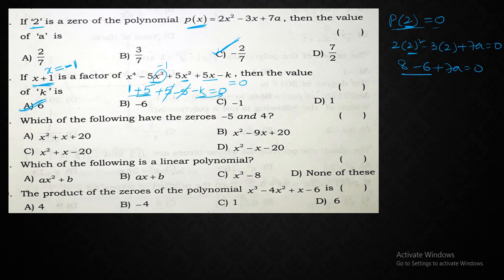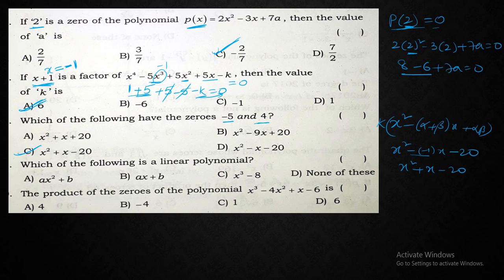Next, which of the following have the zeros as minus 5 and 4? So minus 5 and 4. So what is the formula for a polynomial when the zeros are given? It is nothing but k times x square minus of alpha plus beta into x plus alpha beta, right? So when I substitute these values, x square minus of alpha plus beta, minus 5 plus 4 is minus 1. So minus 1 into x minus 20. Minus of minus is plus. So x square plus x minus 20, option C.